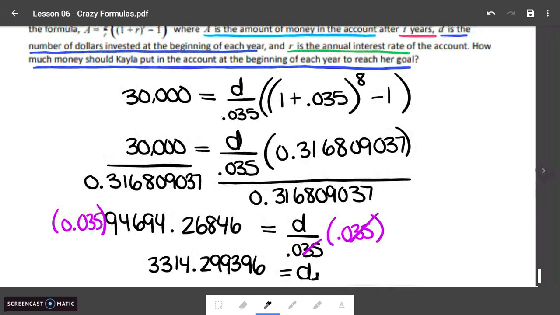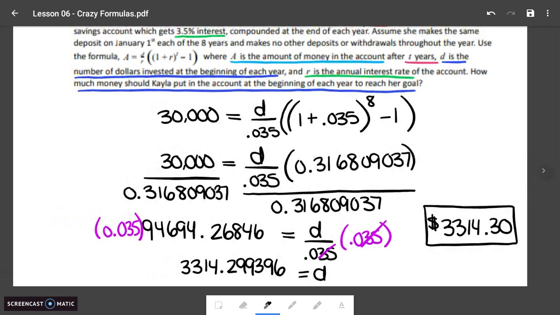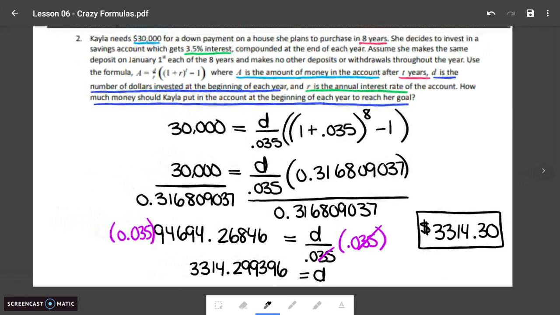And it's how much money should she put in? Remember, it's money, so I would round it to the nearest hundredth. So 3,314.30. Okay, so if the problem doesn't tell us where to round to, we just go with what money would actually be at. Okay. All right, one more problem.